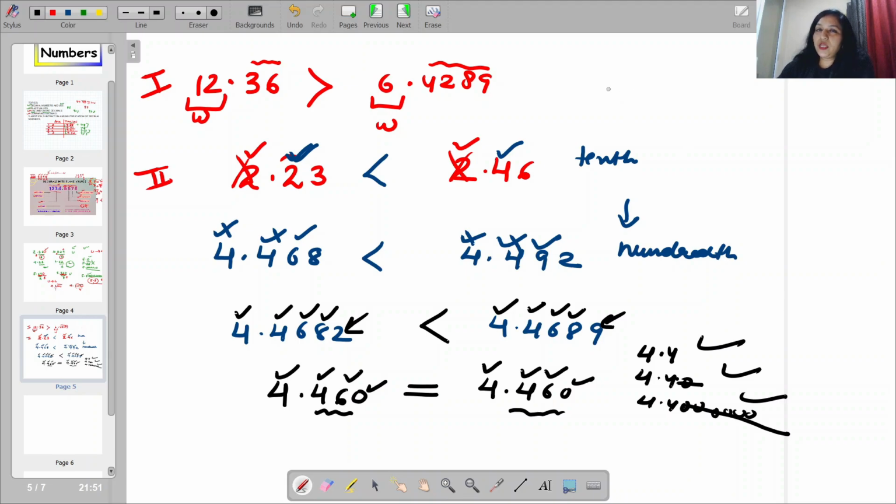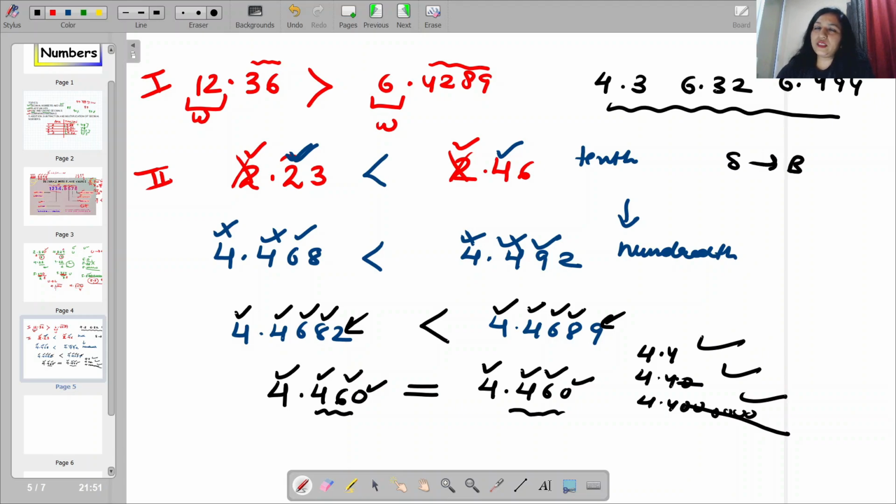I'm writing a question here. 4.3, 6.32, 6.494. I want you all to please arrange these numbers in the ascending order. Ascending means smaller to bigger. I hope it's an easy question. You all can easily compare. So please compare this and write in the comment option. I just number it. This is first, second, and third. Okay, so please tell me as per you, what is the ascending order for these three numbers.